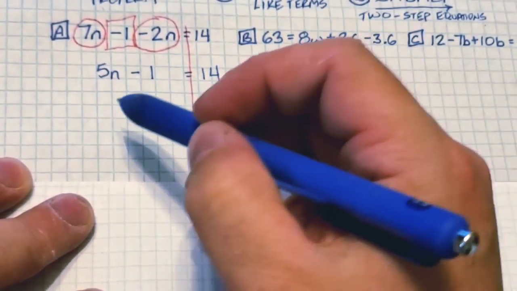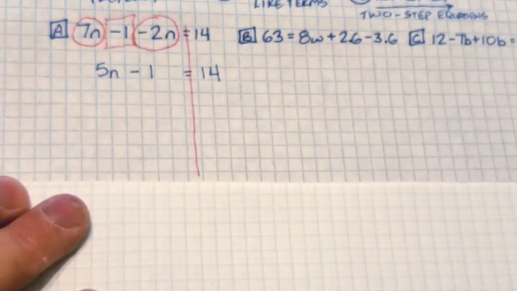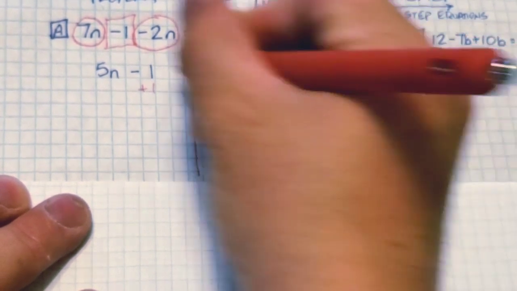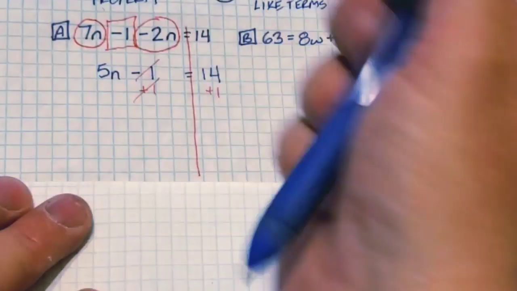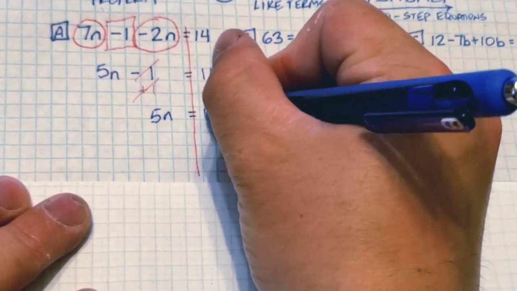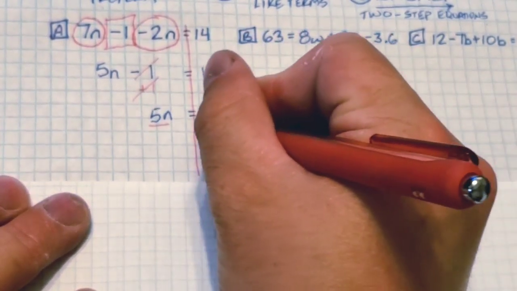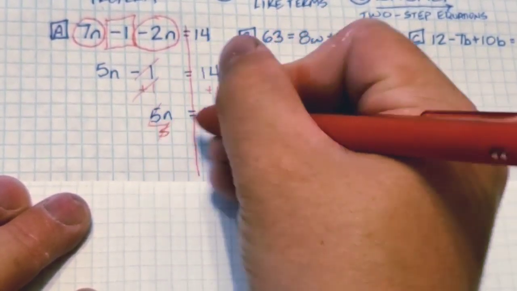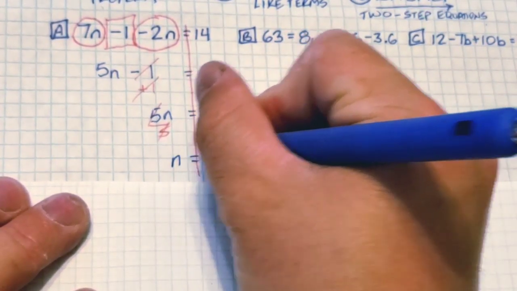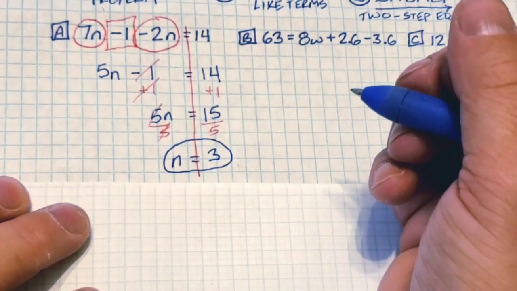At this point, once you've combined your like terms, you should have a two-step equation. So we're going to start by undoing the constant. We're going to add 1 to both sides. That leaves me with 5n equals 14 plus 1 is 15. Then we're going to undo the coefficient. We're going to divide both sides by 5. Those cancel out. That leaves you n equals 3. And you can always go back and check your answer.